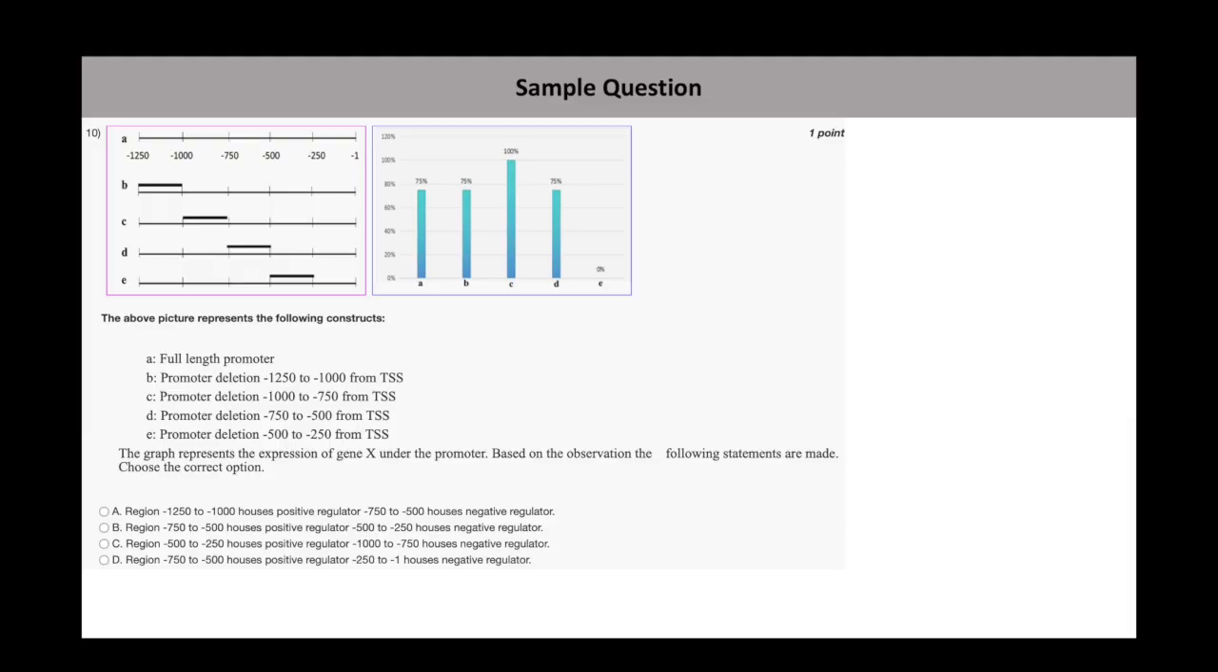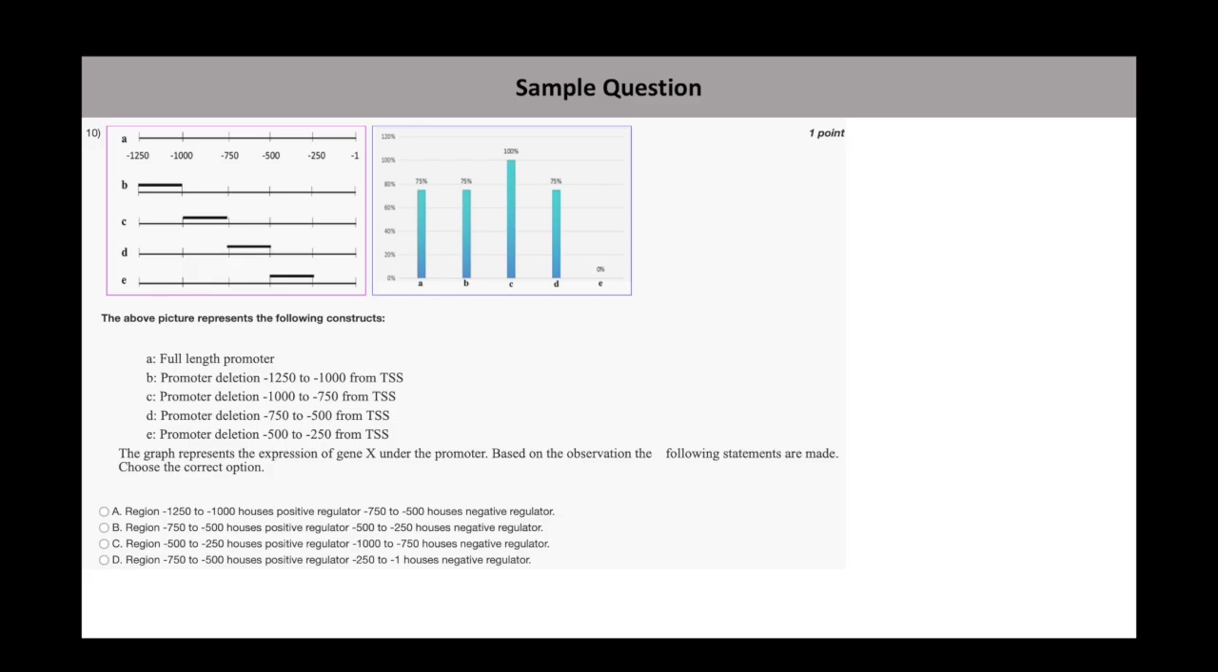If we are saying that this fragment has been removed, that means the entire promoter will consist of this plus this sequence. These two sequences get joined and the middle part gets removed. Now, because this is a promoter, there has to be a downstream gene, and this downstream gene expression is given in this graph.